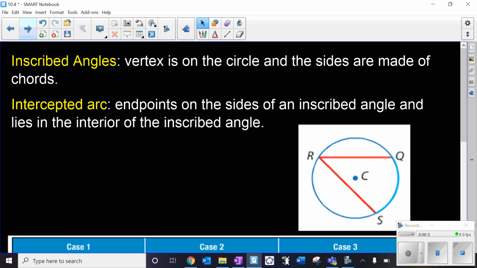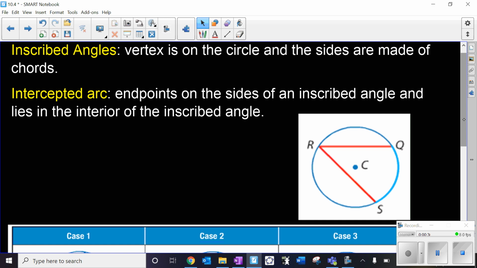So first off, what is an inscribed angle? Well, an inscribed angle has a vertex at the edge of the circle. So point R would be considered the vertex. Notice how it's on the edge of the circle and its other 2 points are also on the edge of the circle. Looks different than what the central angle looks like.